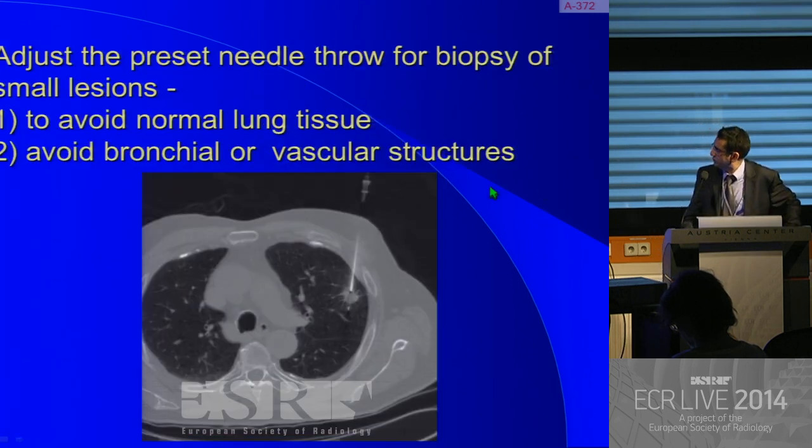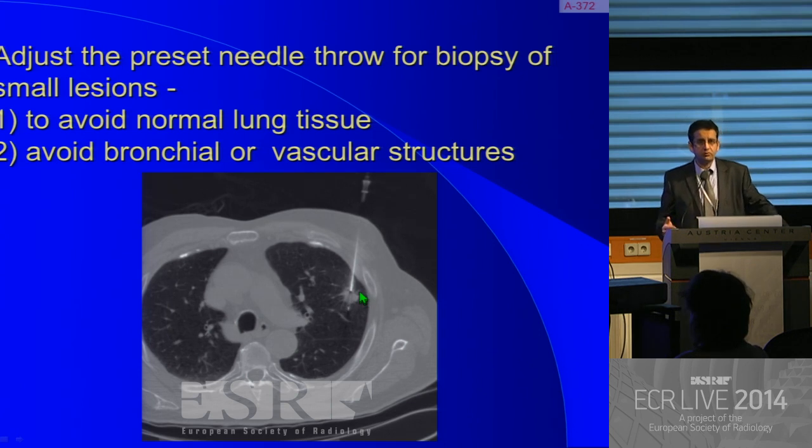So as I mentioned earlier on, it's important to adjust the preset of your needle. These needles very much can give you a 1 centimeter throw or a 2 centimeter throw. You can use that to adjust to avoid normal lung tissue, avoid bronchial or vascular structures with that.